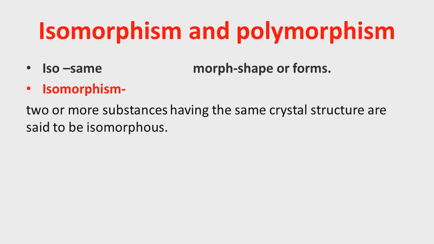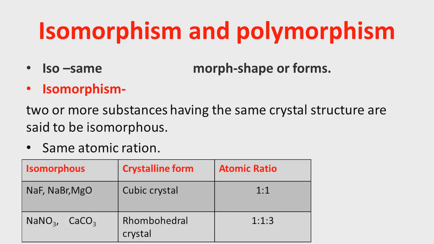So you have to remember that when different substances exist in the same crystalline form, then this phenomenon is called isomorphism, and these compounds are isomorphs of each other. Now we will see some examples in detail. In the first example, NaF, NaBr and MgO, these three are isomorphs of each other. It is because these three exist in cubic crystal form. In the second example, NaNO3 and CaCO3, these two are isomorphs of each other. It is because these two exist in rhombohedral crystal form.